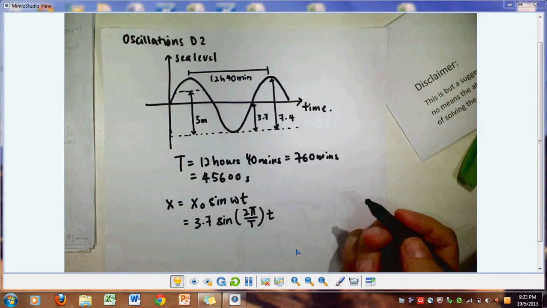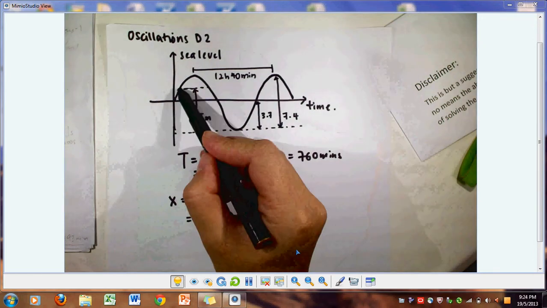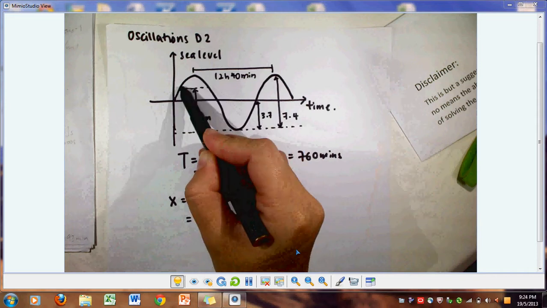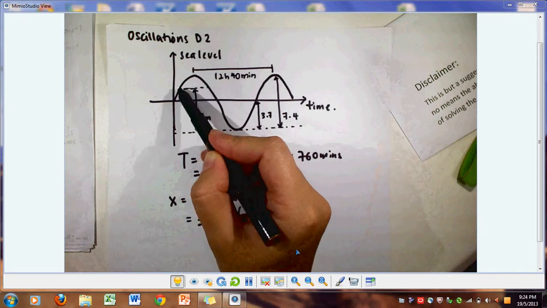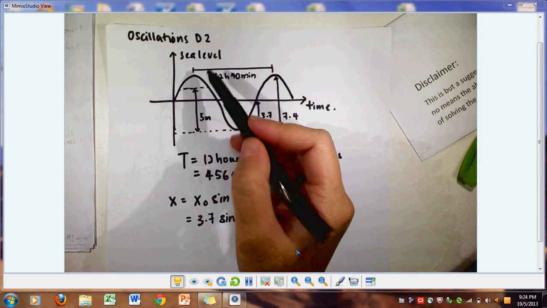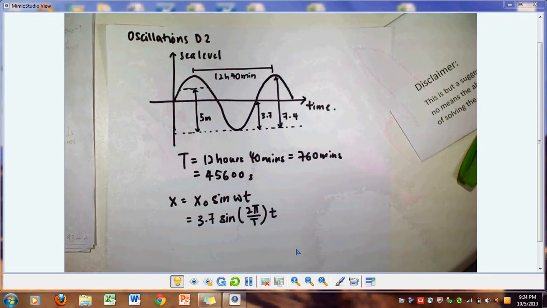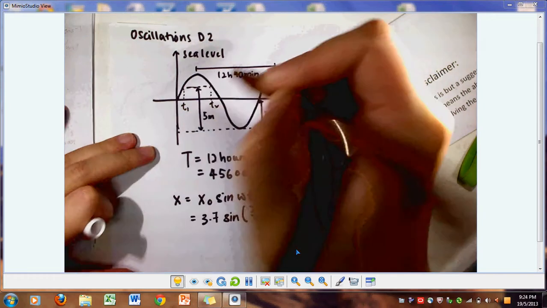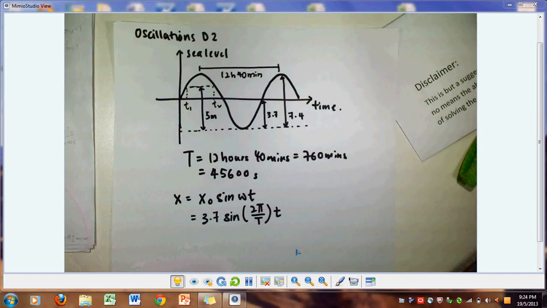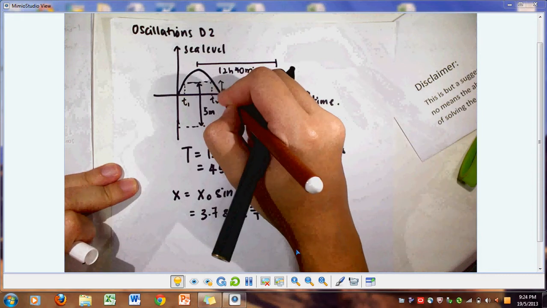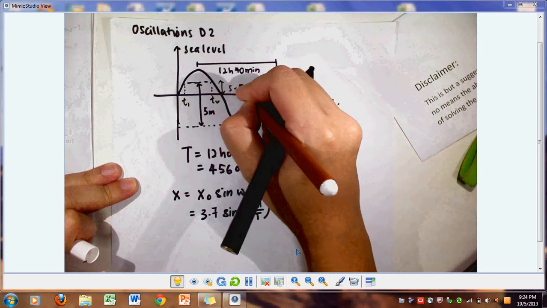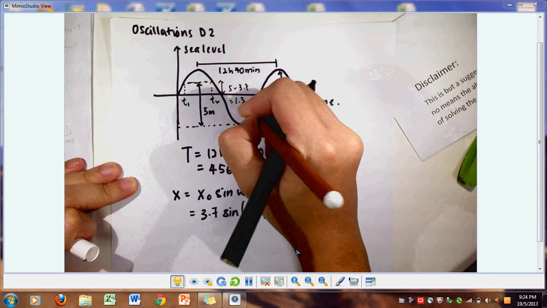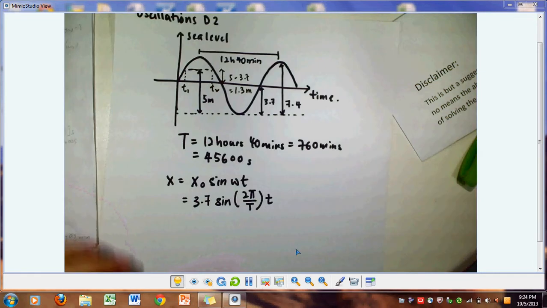The ship captain knows that the depth of the water the ship requires is about 5 meters. So it's only during this period of time that the ship can pass through the Liverpool water. So in your diagram it was already stated, I want T1 and T2. At this point I also know that since this is 5 meters, this should be 5 minus 3.7, so it's 1.3 meters. So I'm going to put this in.